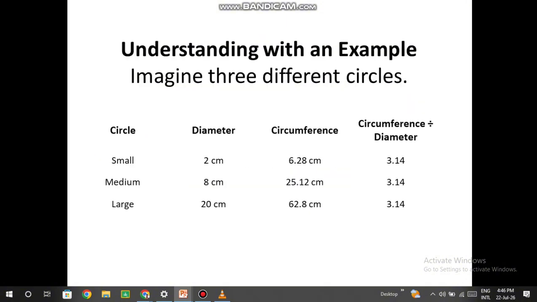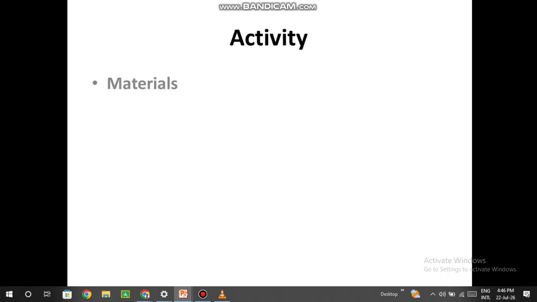So let's understand with an example. For example, if the diameter of a circle is 2 centimeters and the circumference is 6.28 centimeters, and if you divide both values, you will get 3.14. Now if you divide the circumference value, which is 25.12, by 8, again you will get the same value. Now these are the circumference and diameter from a proper and actual circle. Now let's see the third value, which is 62.8. When it is divided by 20, this will give you the same value, which is 3.14.